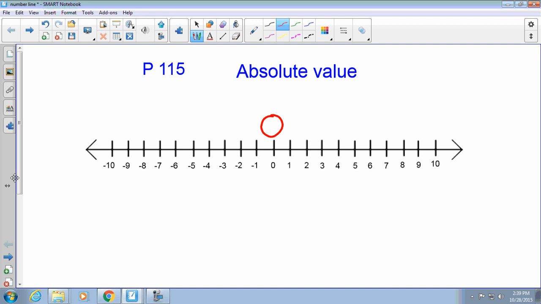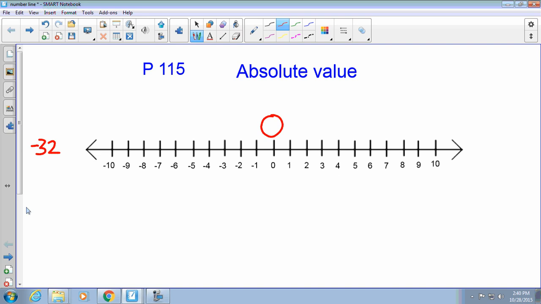The example on page 115 is: graph -32 and then find its absolute value. Now, my number line doesn't quite go to -32, but that's approximately where it would be if my number line was extended. I would move it way down to the left, or as far to the left as I could. Then find its absolute value.